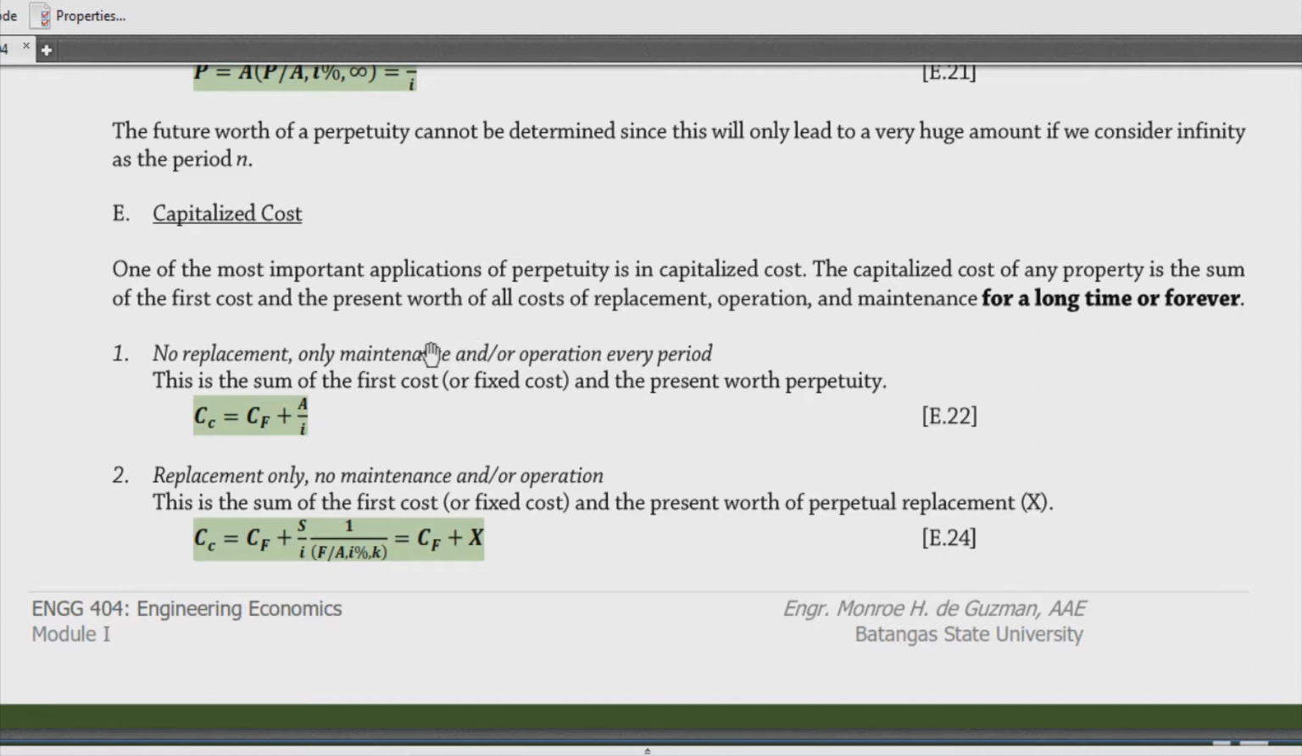Now, for the first case, we have no replacement, only maintenance and or operation every period. So in short, walang papalitan dun sa ating mga existing equipment. Of course, kailangan lang natin siyang i-maintain. So this is given by the sum of the first cost. So your capitalized cost would be your first cost or the fixed cost, and then you add your present worth perpetuity divided by the interest rate. So that's just the annuity divided by the interest rate, which gives us your perpetuity.